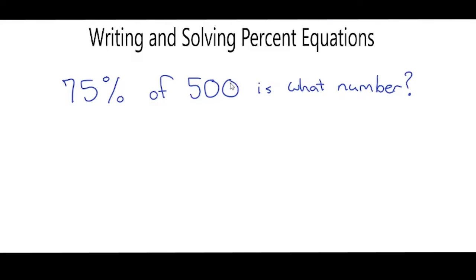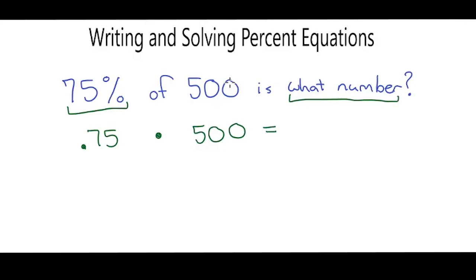So here we have 75% of 500 is what number? Well, we need to first write an equation. So we'll write this out as 75% becomes 0.75. Of becomes multiplication. 500 stays the same. Is, that's equals, and what number? All right, well, we'll call that x. So here is my equation, 0.75 times 500 equals x.